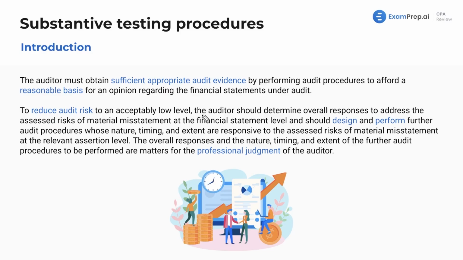In order to do that, the auditor should determine the overall responses, the overall testing, to address the assessed risks of material misstatement at the financial statement level, and should design and perform further procedures, tests of details, same thing, whose nature, timing, and extent are responsive to the assessed risks of material misstatement at the relevant assertion level. The overall responses and nature and timing and extent of the further audit procedures to be performed are matters of professional judgment.